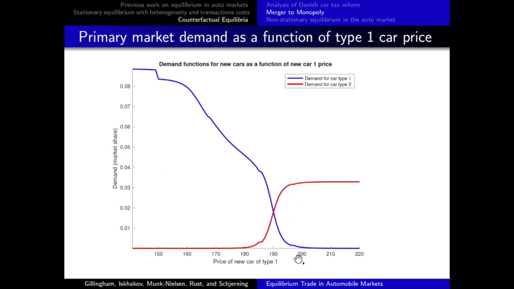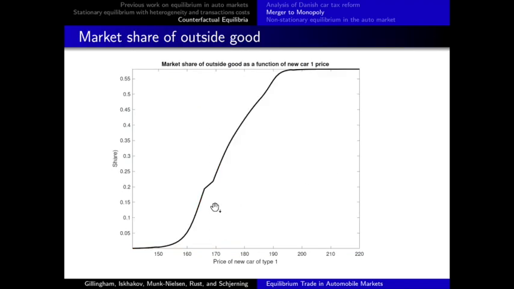So when you change the price of type 1 car, then it's going to increase the demand for type 2 cars. Okay, so you can derive that from this model here. Then there's a market share of the outside good. So when the price of the type 1 increases, more people go into the outside good, because now one of the goods is suddenly more expensive, and there's only really the other firm back in the market that can now set the prices much higher.